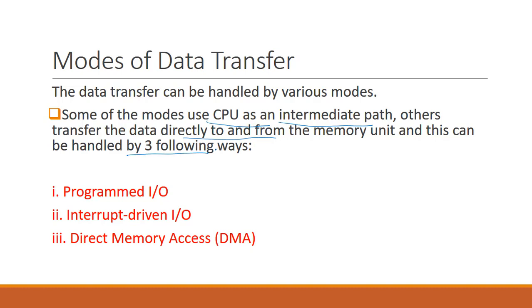This can be handled in the following three ways. The first two modes, programmed input output and interrupt driven input output, use the CPU as an intermediate path. Direct memory access transfers data between the computer and external devices, and between memory units and external devices, without supervision of the CPU. In today's class we will discuss programmed input output and interrupt driven input output.